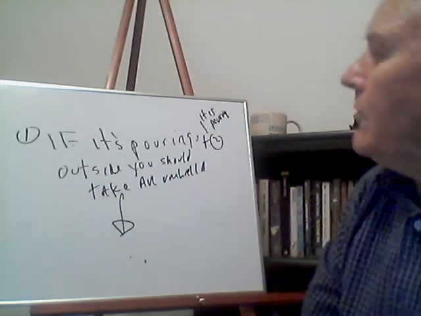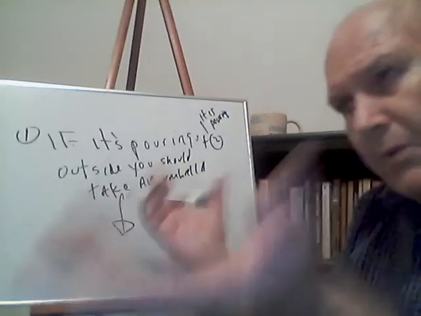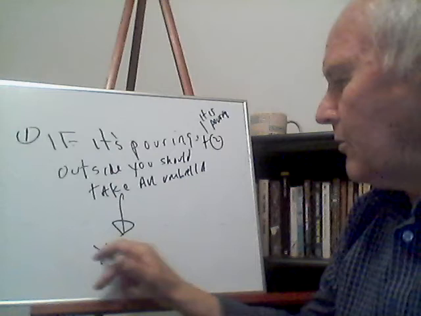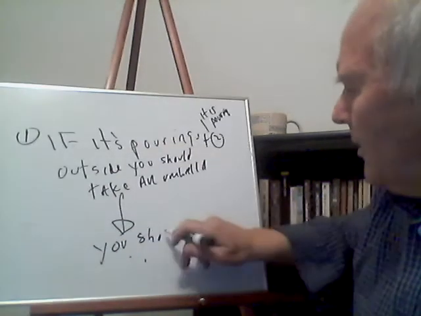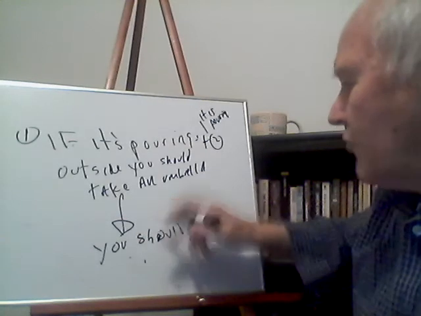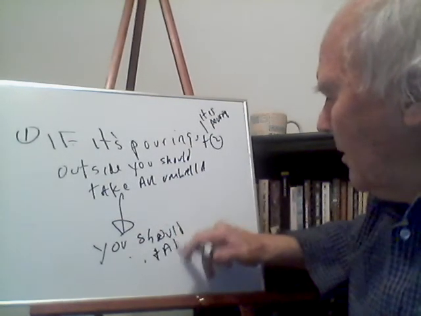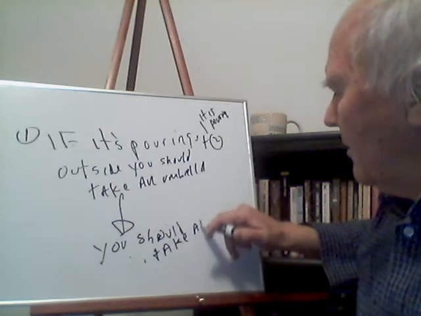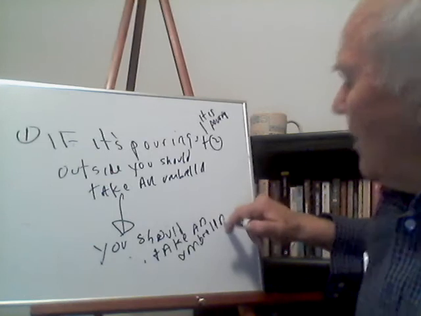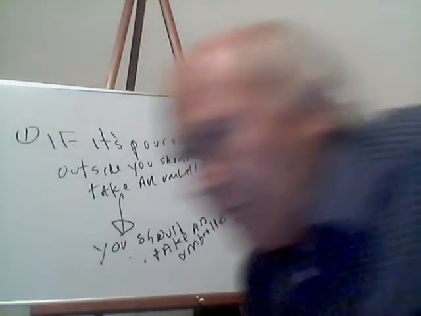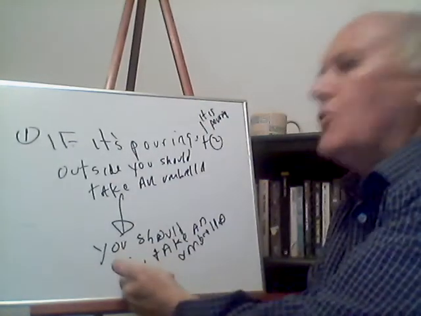She puts the two premises together. If it's pouring outside, you should take an umbrella. It's pouring outside. The obvious conclusion is you should take an umbrella, or she should take an umbrella. You should take an umbrella. You referring to her. You should, or I should, because she's thinking that way. You should take an umbrella. This is a good example of an argument, of an enthymeme, which is an argument that is missing a premise and a conclusion.